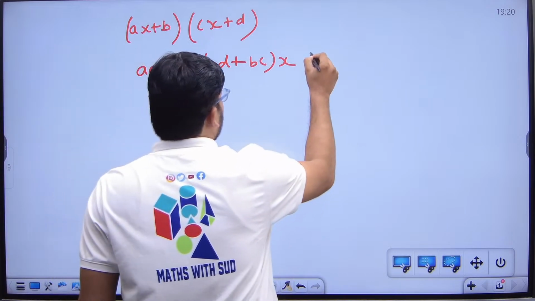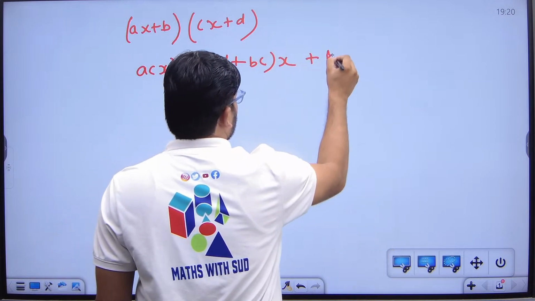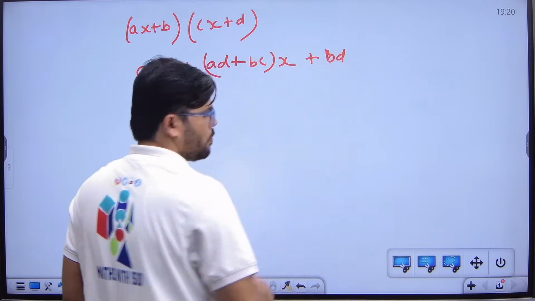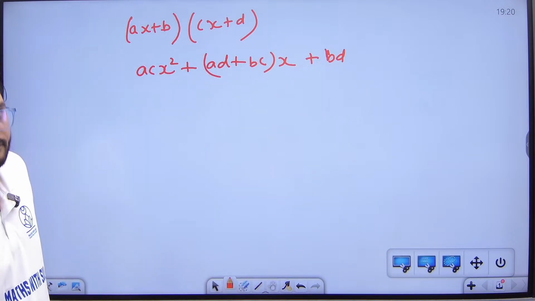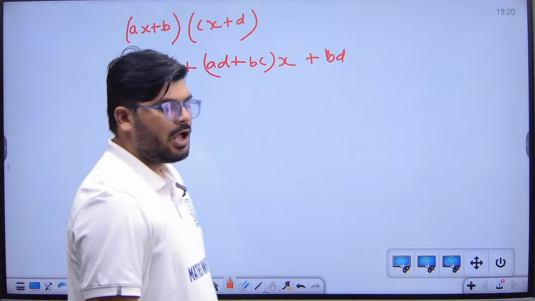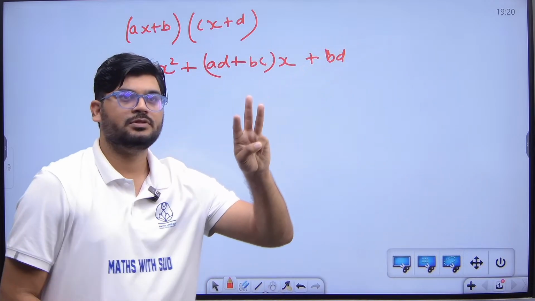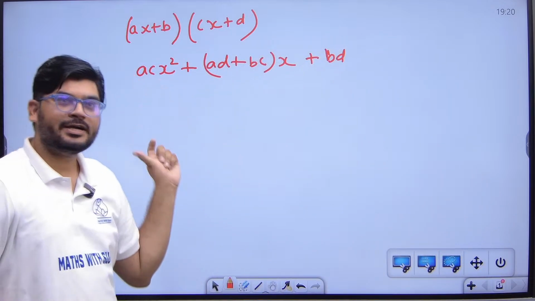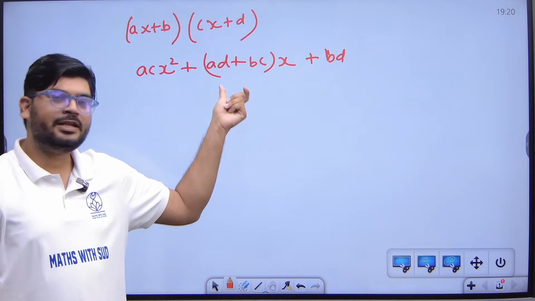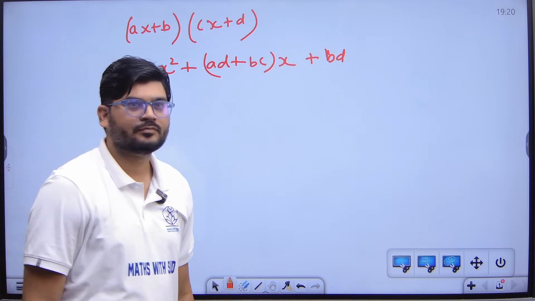And then b will be multiplied by d, so you will get bd. Now in the quadratic, how many terms can you see now? 3. One is the quadratic term itself, the other is the linear term, and the third is the constant part. Are you getting it? Yes.